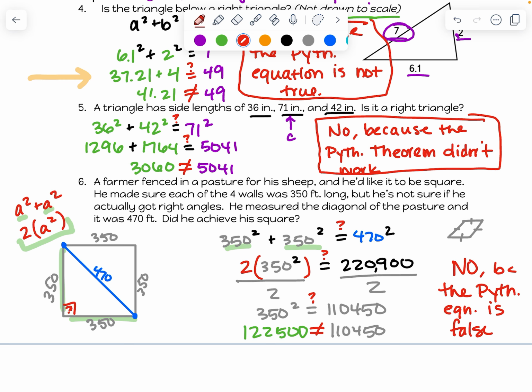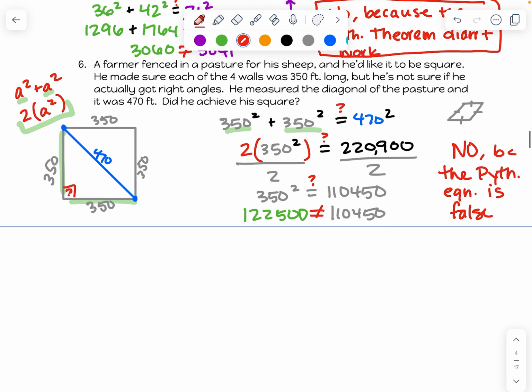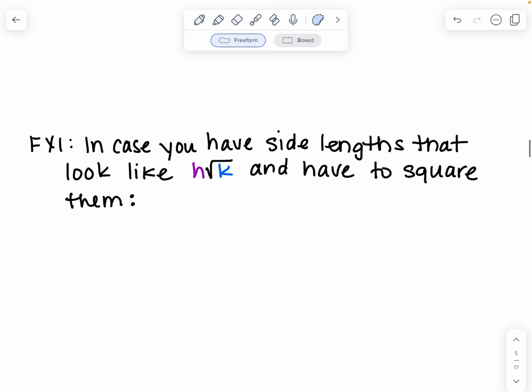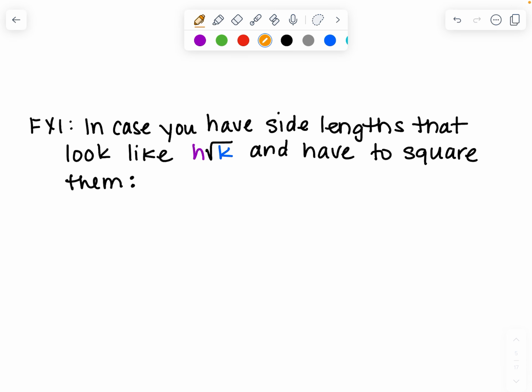That was just a story problem to apply it. I did sneak in a little hint for a homework problem. I have another quick hint for one of the homework problems. So there is a situation that comes up. If one of your sides looks like this, a number and then square root another number, like let's say 3 times the square root of 5.